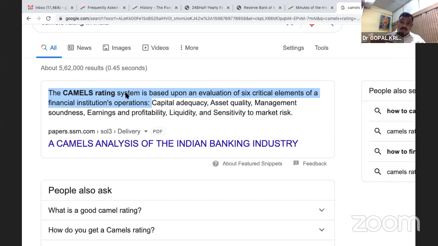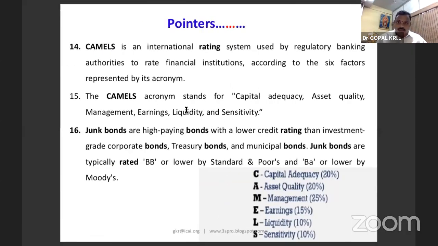Financial institutions, they will rate us. Now, who will rate financial institutions? Which is the best bank? Which is the best housing finance company? That rating system is called Camels. Okay. So, Camels: capital adequacy, asset quality, management, earnings, liquidity, sensitivity.